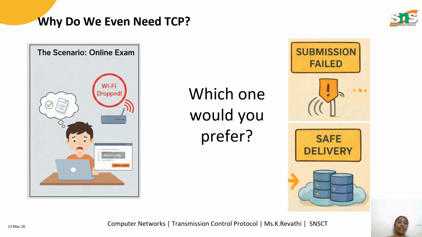Now think about communication between computers. When we send data through the internet, the data is divided into smaller pieces called segments. These segments travel through different network paths. So the challenge is: how do we ensure data is not lost? How do we ensure data arrives in the correct order at the receiver? How does the receiver confirm that the data has been received? This is exactly where TCP helps, that means Transmission Control Protocol.